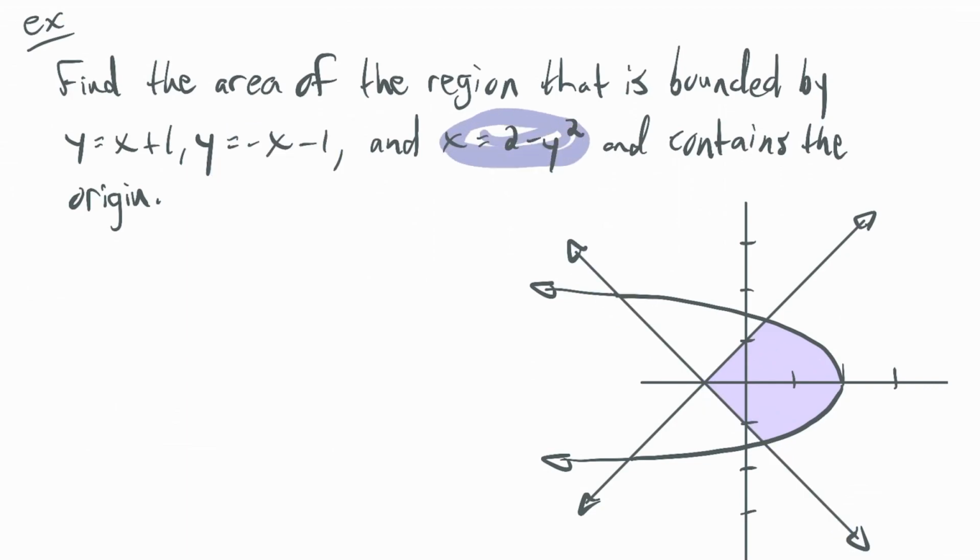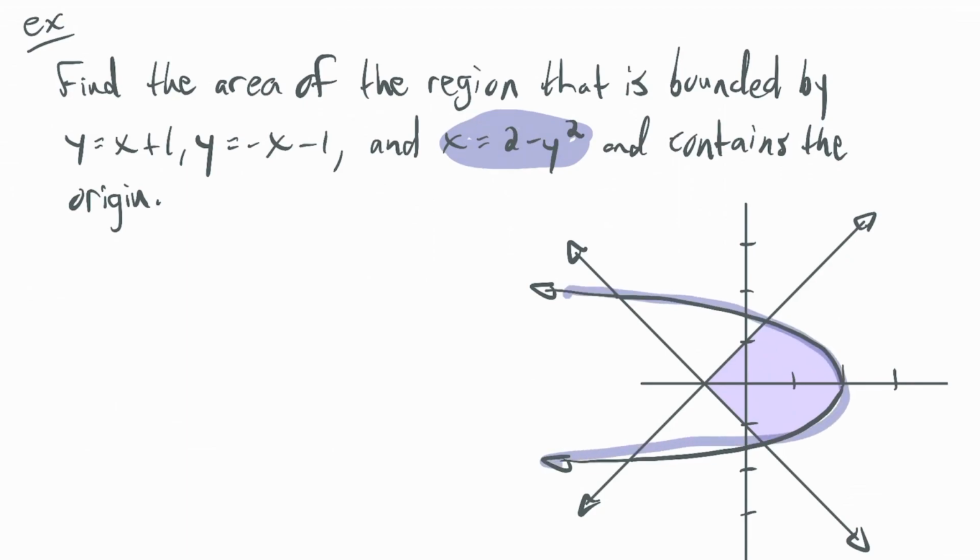And then x equals 2 minus y squared. That's this sideways looking parabola. So this is not a function in the usual sense. y is not a function of x. It fails the vertical line test. But it is a function in the sense of x is a function of y.